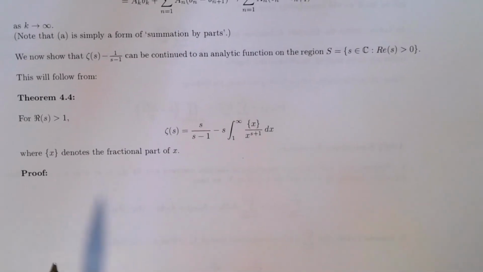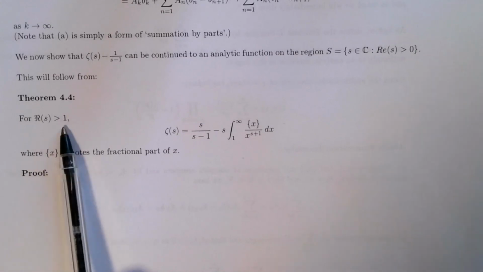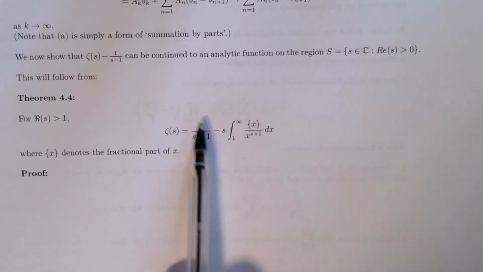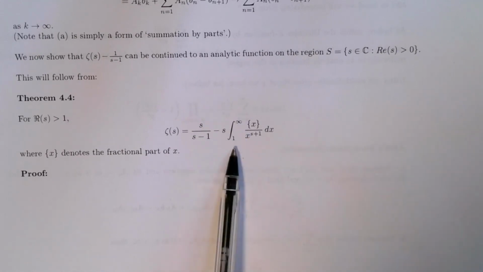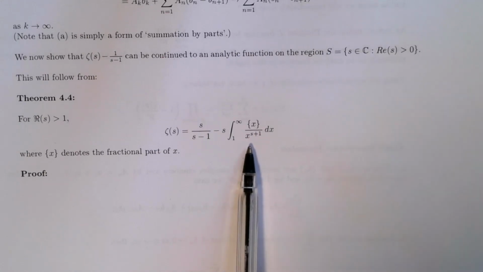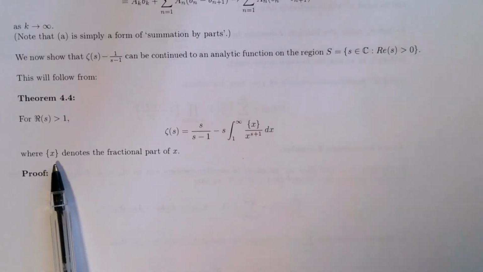So that is going to tell us, we're going to take the real part of s bigger than 1 for the moment, and we're going to show that this zeta(s) can be written as s over s minus 1 minus s times the integral from 1 to infinity of the fractional part of x over x^{s+1}. So this symbol denotes the fractional part of x. And we'll have a look at the proof of that and continue on in the next video.